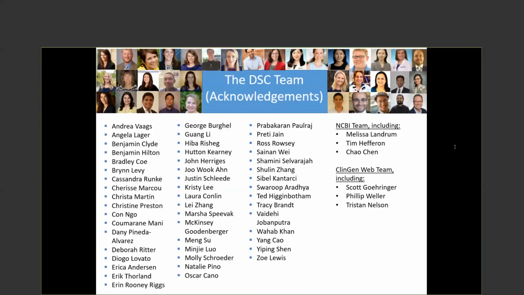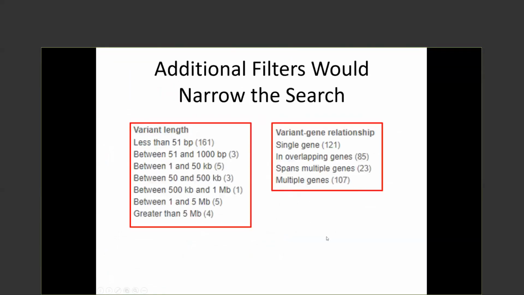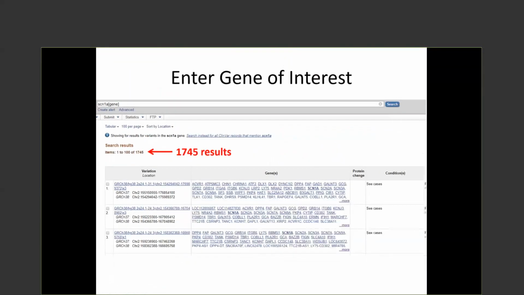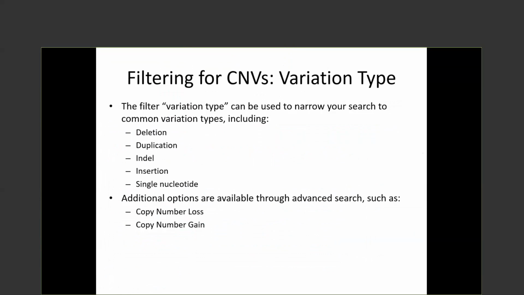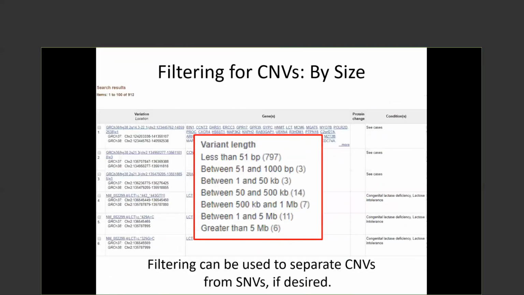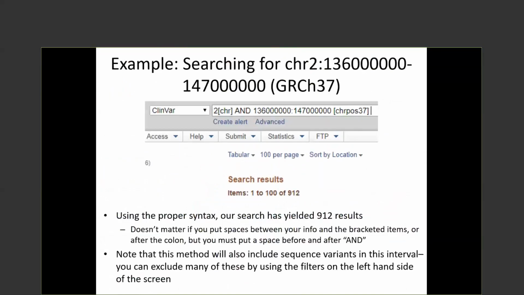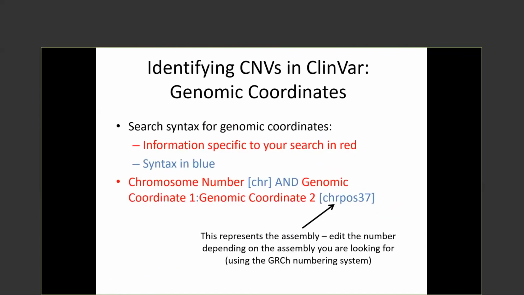And Erin, there's a request to repeat how to look for CNVs in ClinVar. Yeah, of course. Thank you. Let me go back to that. So yes, as Deb mentioned, it is not intuitive. It's not the way you normally do it in UCSC or other places. Let me go back. Okay, here's the cheat sheet.